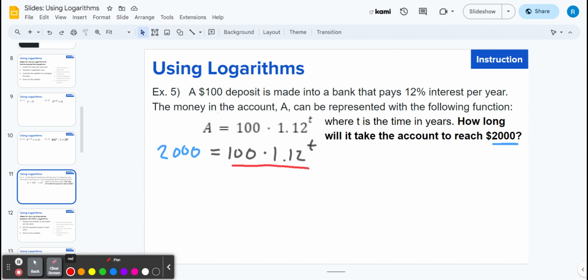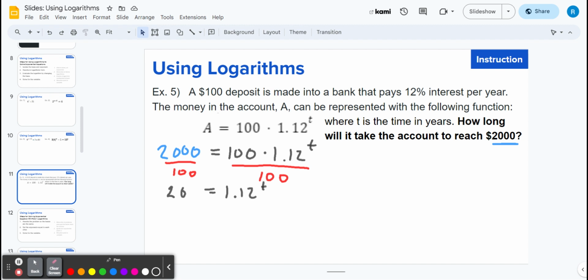So we can divide by 100 on the right, divide by 100 on the left. Okay, we'll get 2,000 divided by 100 is 20, equals that 1.12 to the t power. And then we can rewrite the logarithm.